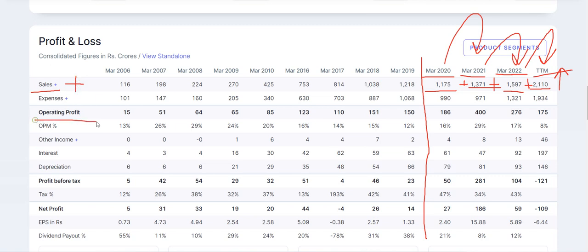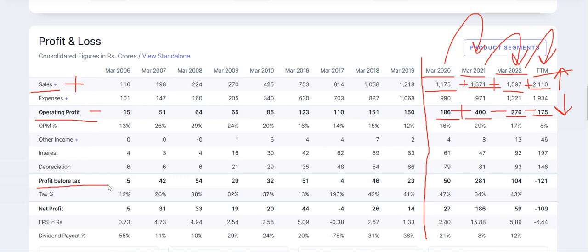Coming to operating profit, it is 186 crore rupees. From there, it increased to 400 crore rupees and decreased to 276 crore rupees. In the running year, it further decreased to 175 crore rupees. So that's a big worry because for 2 years continuously, its operating profit is declining.